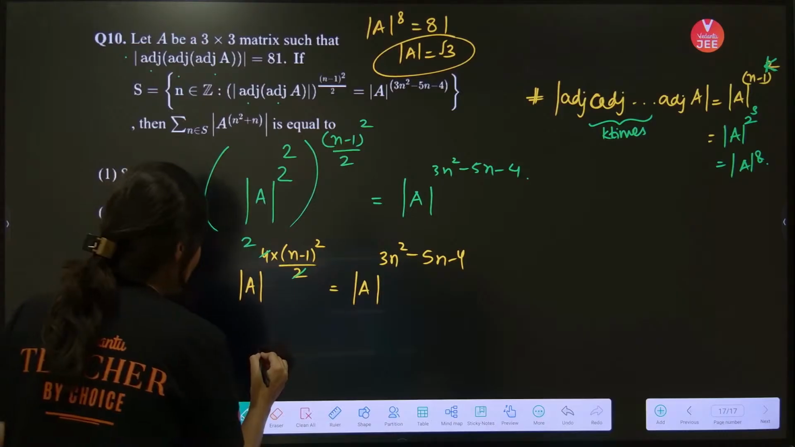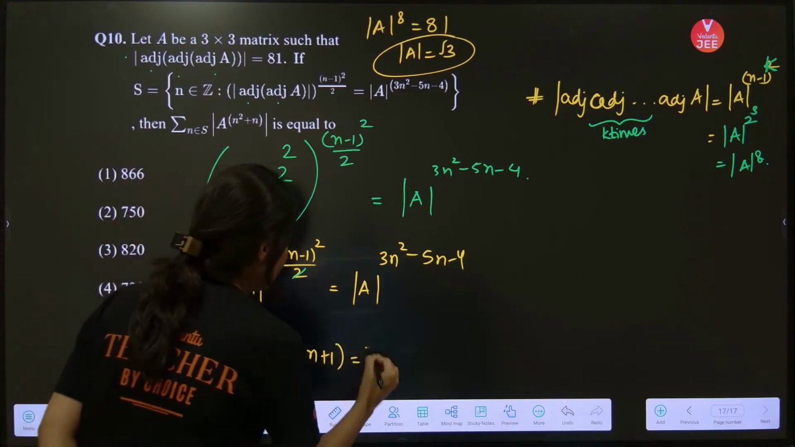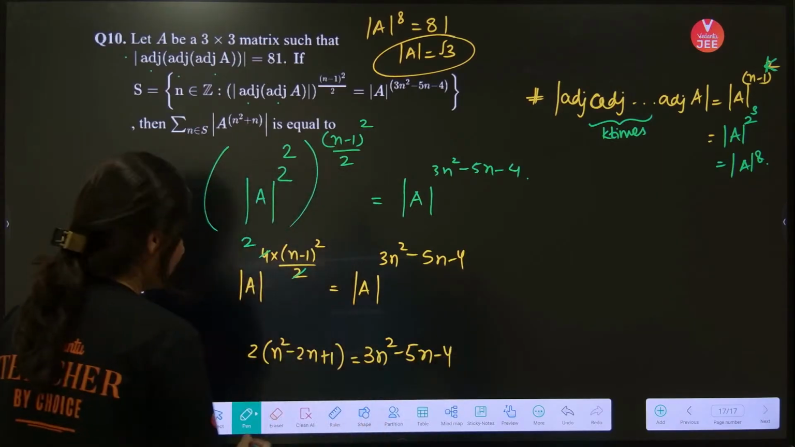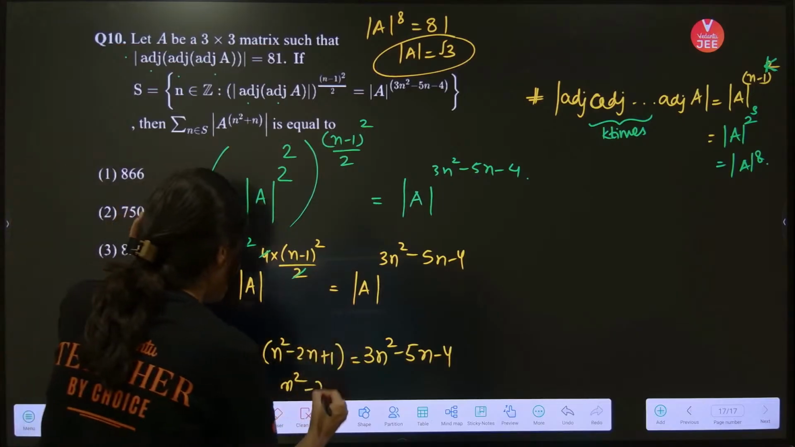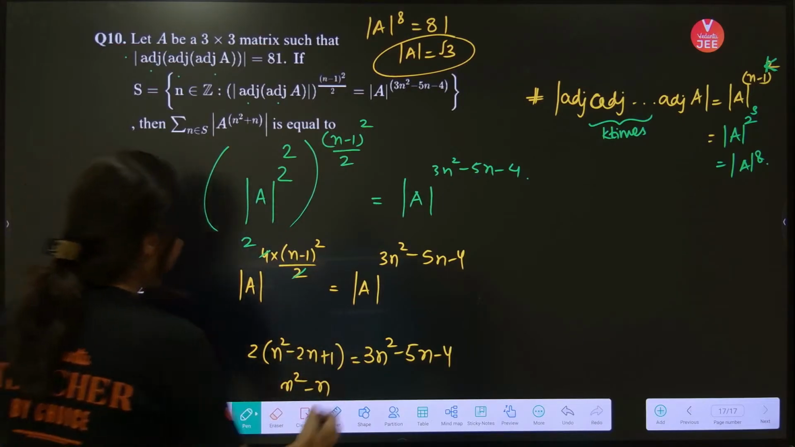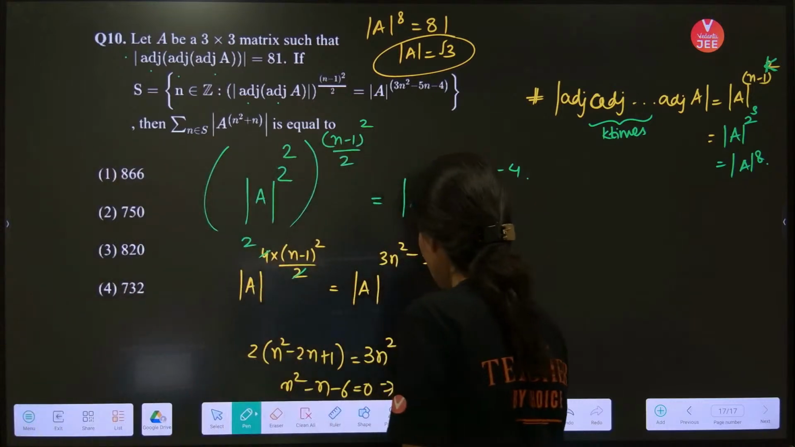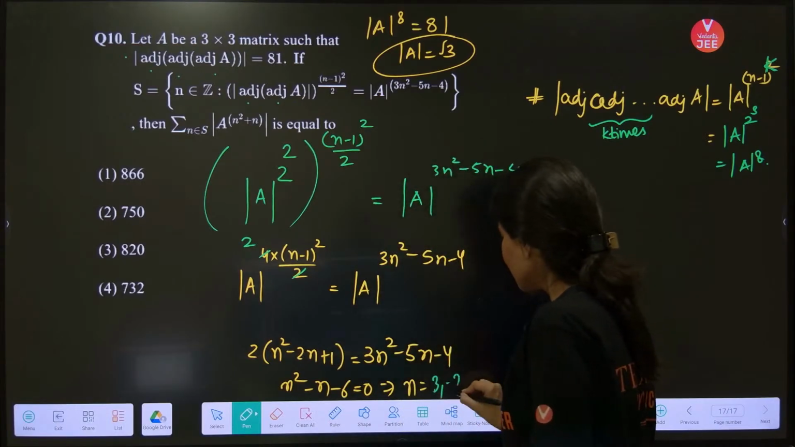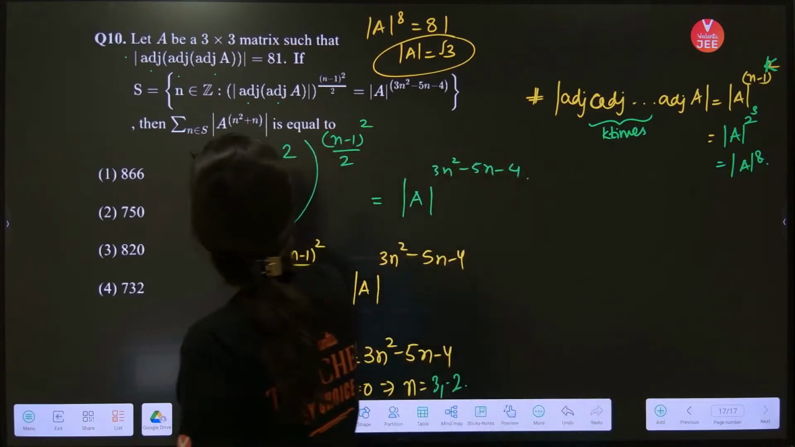So 2 times (n square minus 2n plus 1) equals 3n square minus 5n minus 4. So this is n square minus n minus 6 equals 0. So this is going to give you n equal to 3, comma, minus 2. Now what they are asking is this.